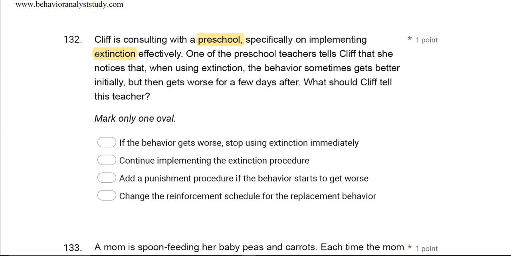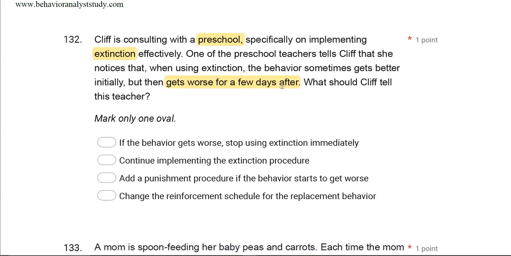But because we can predict the extinction burst, we can prepare our staff and we can talk to them when things like this happen. Because this teacher says, well, I use extinction, the behavior sometimes gets better, but then it gets worse for a few days after. And that's totally normal with extinction. So what should Cliff tell this teacher as the consultant? A, if behavior gets worse, stop using extinction immediately. If we went by that logic, we would never use extinction because behavior almost always gets worse initially when extinction is used. We call that an extinction burst.